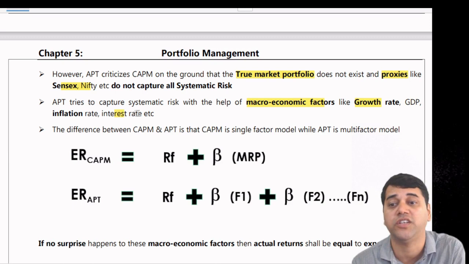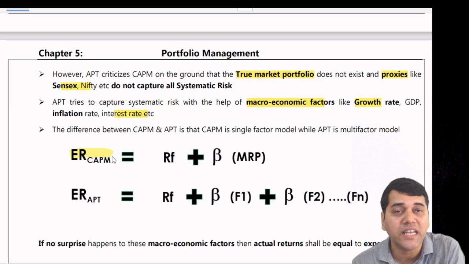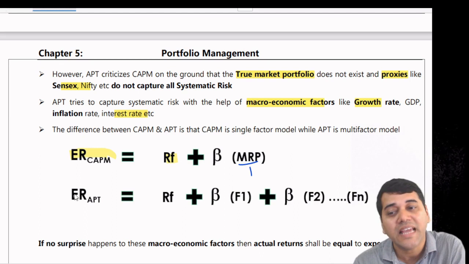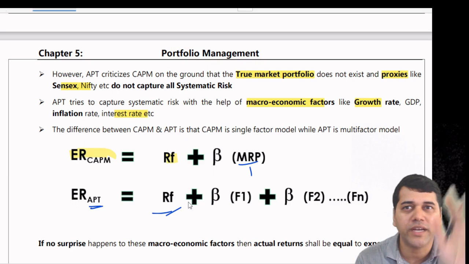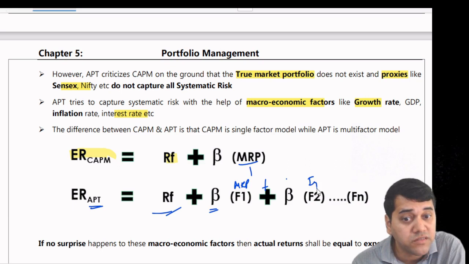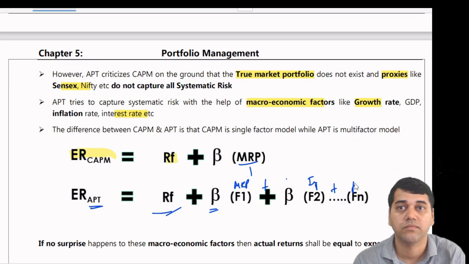So your expected return RE is RF plus beta into MRP, where that one beta is the beta of the market. But in APT, what is your expectation? RF, at the minimum you have to get, plus how many times MRP, plus how many times inflation, plus how many times GDP growth. So which makes sense, students? Which model is better? The second one is better because you are not just taking one factor.